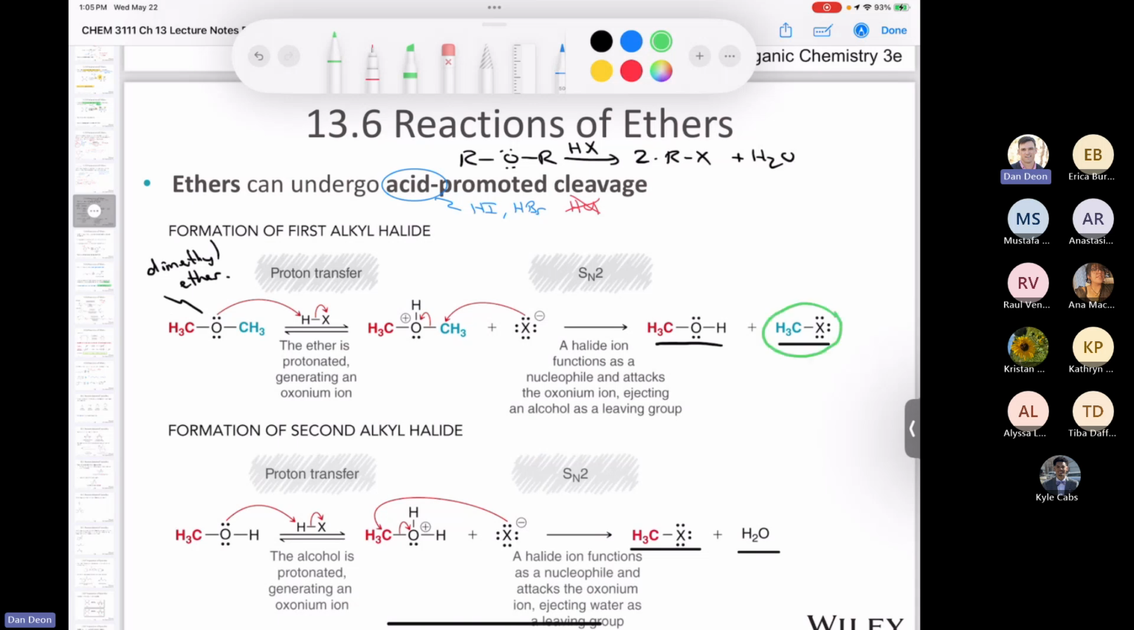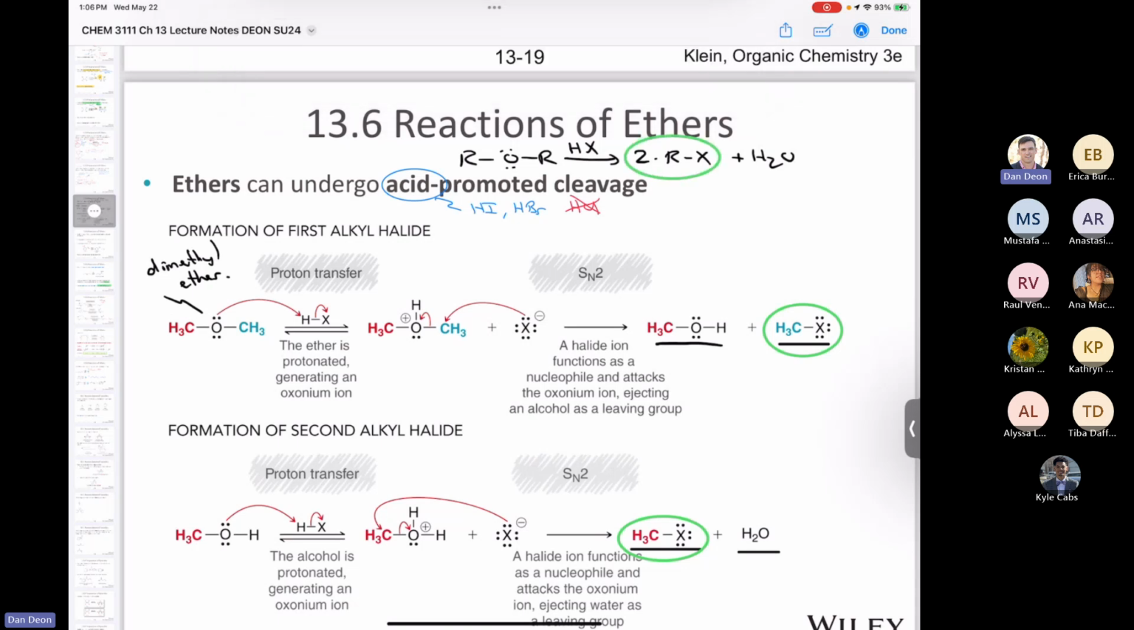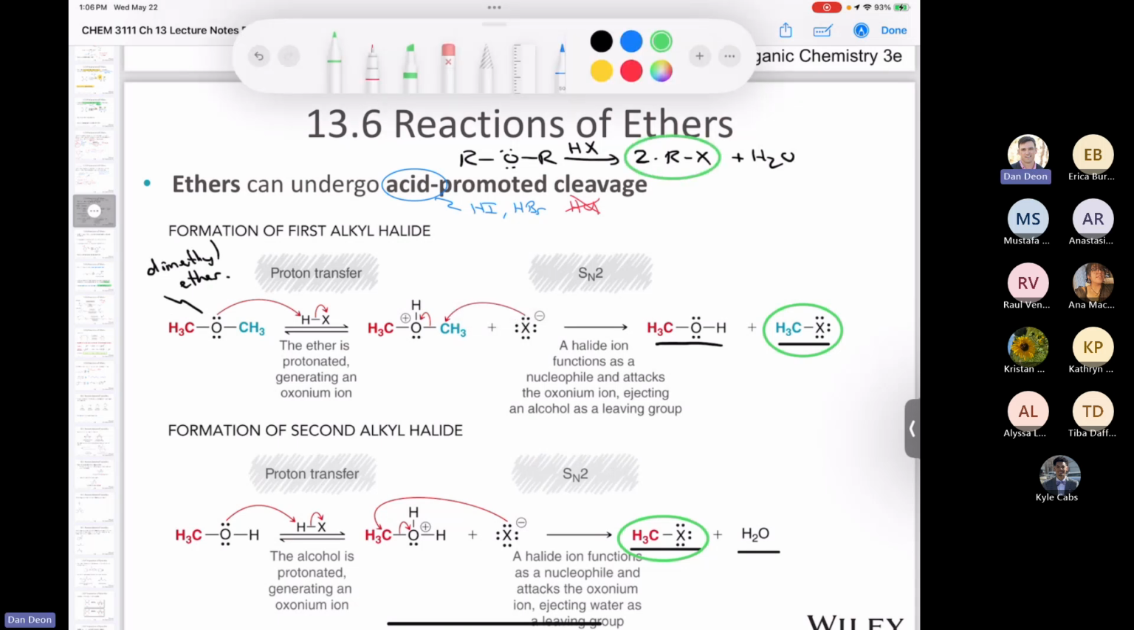Instead of getting an alcohol, what you end up with are two equivalents of an alkyl halide, okay, that I have shown here. And then you also end up with water as well. So water as well. Anyhow, sorry, when I said you end up with an alcohol, that was not true. Okay, you end up with two equivalents of an alkyl halide and water. The thing is, there are some limitations to this reaction, which I'll go over in just a second.